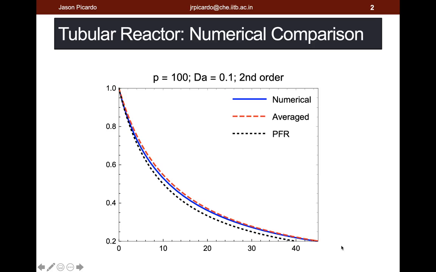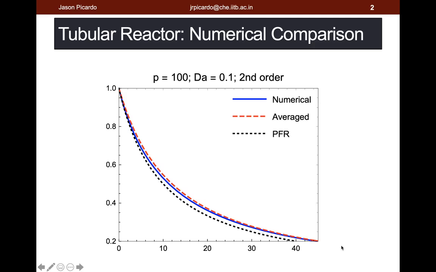Having said that, you might still think that the relative difference between these two models, between the PFR and the average model, is not all that large, and qualitatively, at least, the dynamics seem to be similar to what the PFR model predicts. So in that sense, the full power of the method of averaging is not revealed in this relatively simple example.